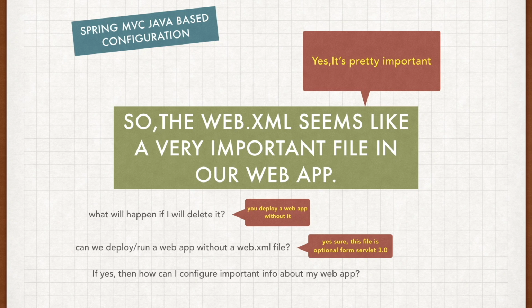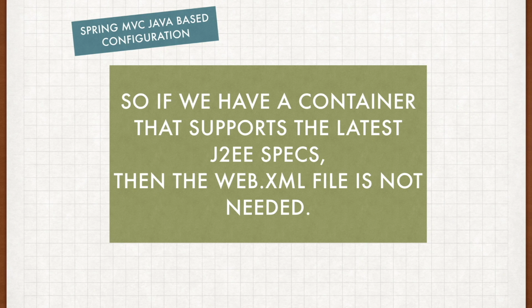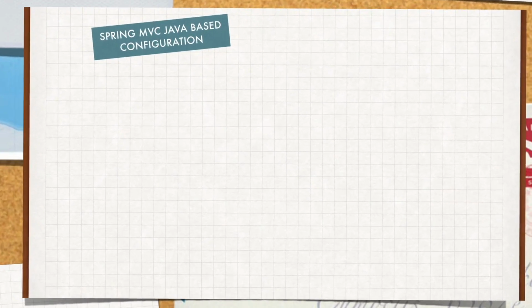I know a lot of you might know the answer for this, and obviously we will use Java annotations to do that. And where can we use Java annotations? Obviously inside Java classes, right? So probably we need to create a class which will be the alternative for the web.xml. We'll be talking about this, but this is the important point: if we have a container that supports the latest J2EE spec, then the web.xml file is not at all needed, right? We can do everything with Java code. Okay, so here we go.